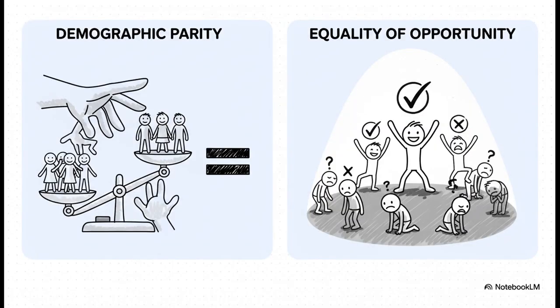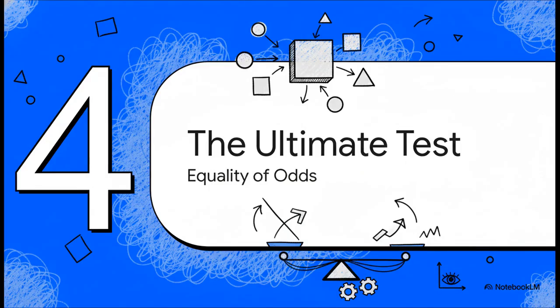So, okay, equality of opportunity is a massive improvement over just forcing the outcomes to be the same, but it's still only telling us half the story. It's great at making sure qualified people are treated fairly, but it completely ignores what happens to the unqualified applicants. It doesn't look at the other side of the coin. And that brings us to the main event, the most rigorous standard in our whole investigation. This is what this explainer is all about: equality of odds.